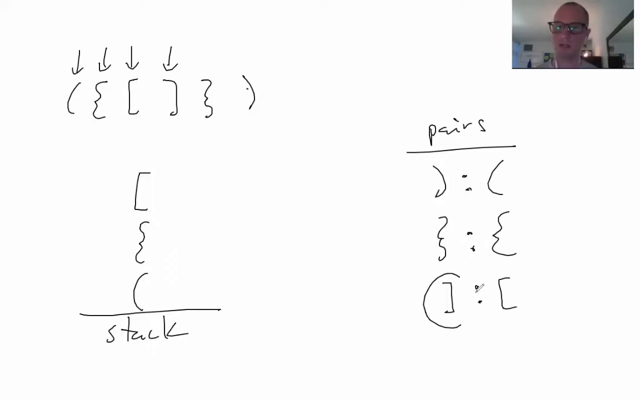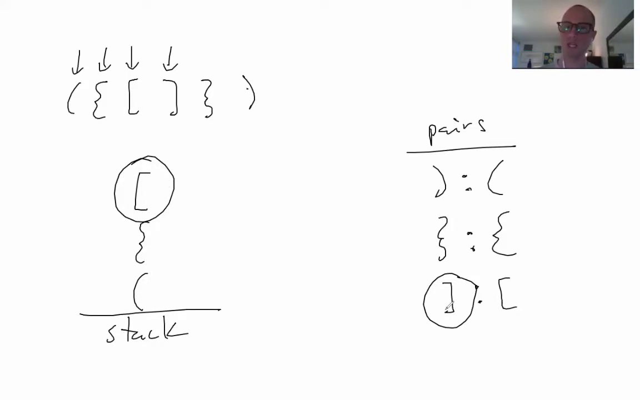Well, it is, right? It is a closing bracket. It's a closing square bracket. So now what do we want to know? We found a closing bracket. What is the last opening bracket that we've seen? Well, that's going to be the item that's on top of the stack, right? That's going to be the last opening bracket that we've seen.